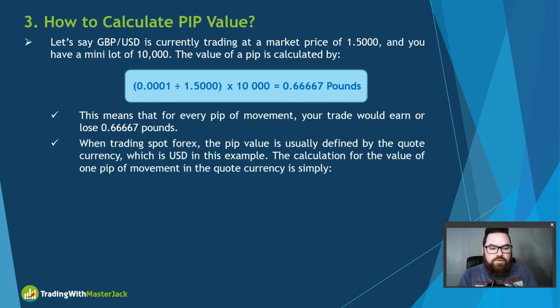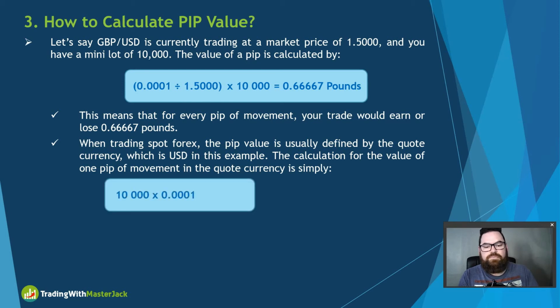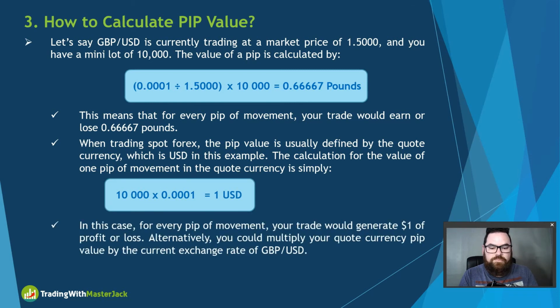But when trading spot Forex, the pip value is usually defined by the quote currency, which is US dollar in this example. The calculation for the value of 1 pip of movement in the quote currency is simply 10,000, taking the lot, times the pip position of 0.0001, because we're working out for 1, and that then gives us $1 US. Pretty straightforward. In this case, for every pip of movement, your trade would generate $1 of profit or loss.